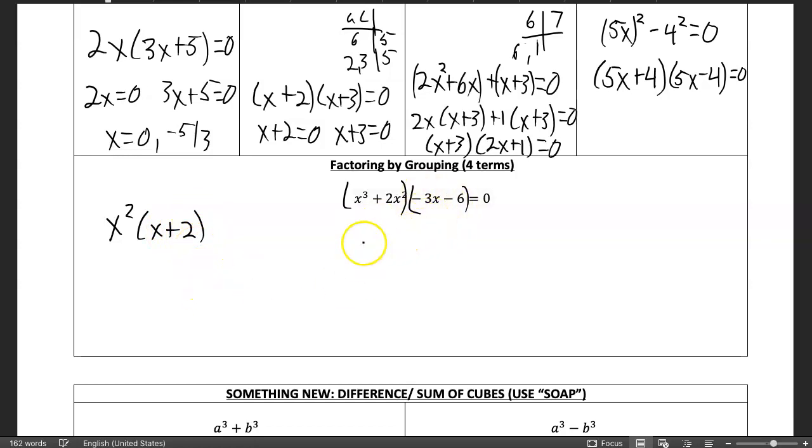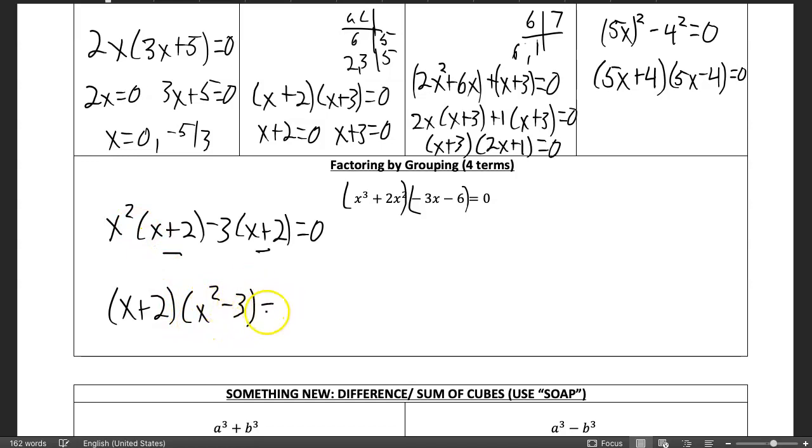What about these other two terms? Well, we can pull a 3 out of those, and what are we left with? X plus 2 is equal to 0. Now this follows the same principle. We need to have these two interior terms, our x plus 2 and x plus 2, be equal to the same value. That way we can pull those out, and we're left with whatever we pulled out originally. So x squared minus 3 is equal to 0.